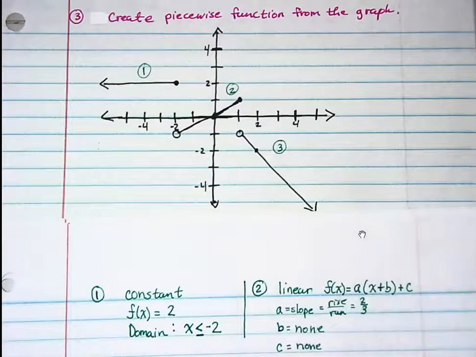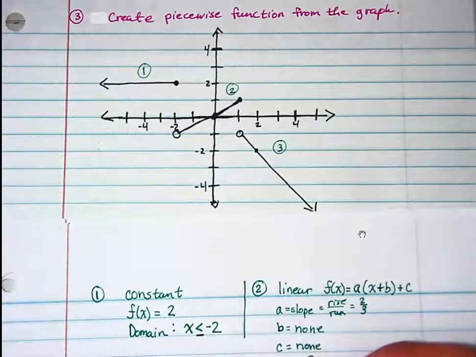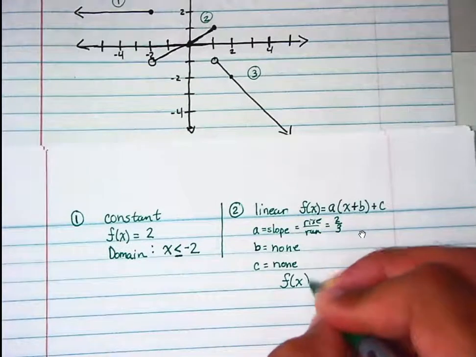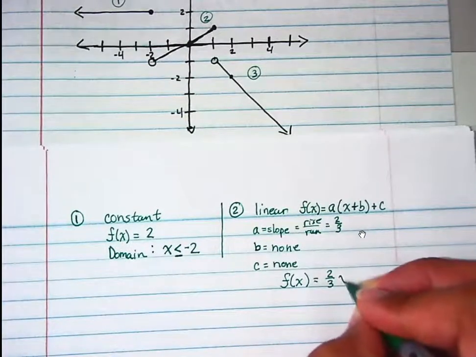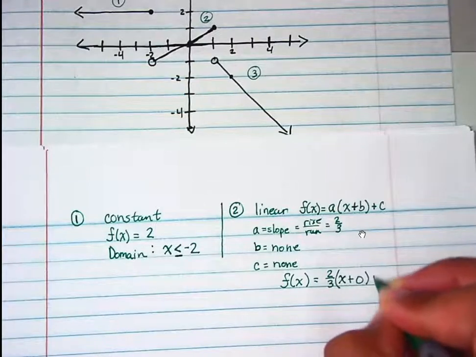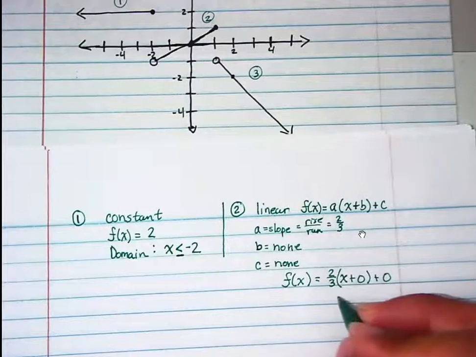So our equation for this function will be f of x equals 2/3 x plus 0 plus 0, which is just 2/3 x.